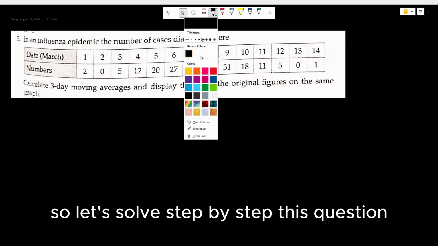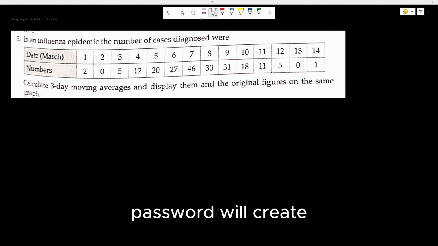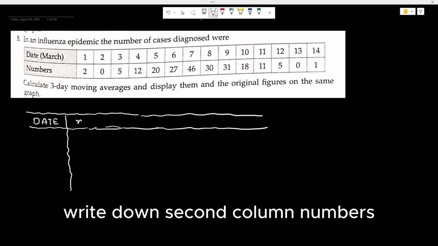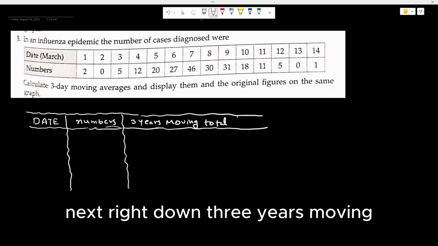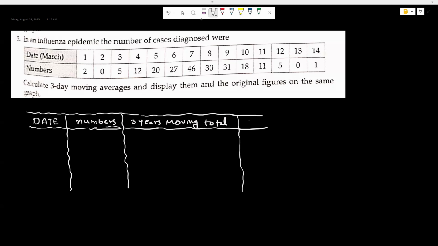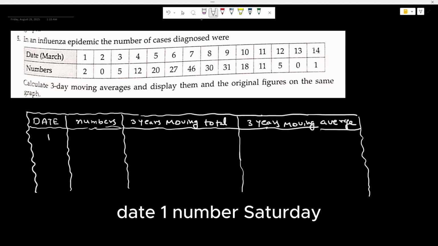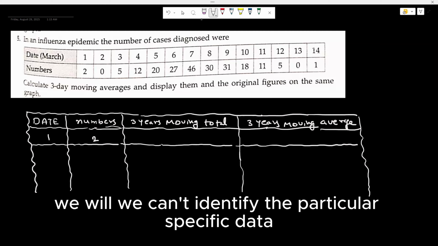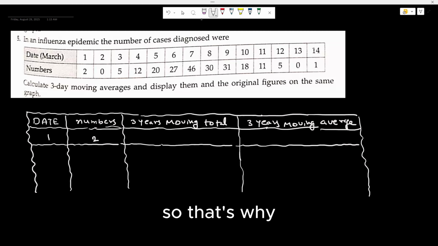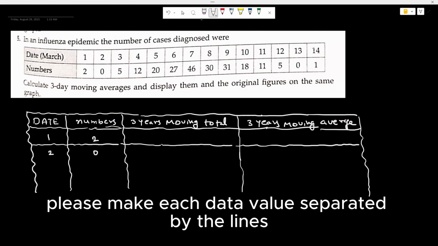So let's solve this question step by step. First, we will create a table: the first column is date, the second column is numbers, the third column is the 3-day moving total, and next we write down the 3-day moving average. Date 1, numbers are 2. Make a line for each value, otherwise we can't identify the specific data later. So please keep each data value separated by lines.